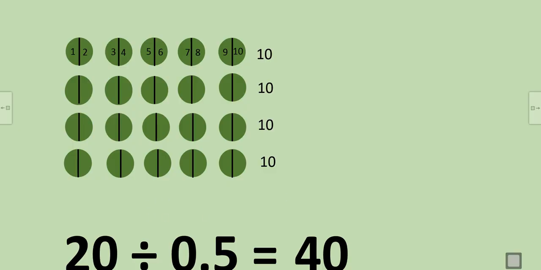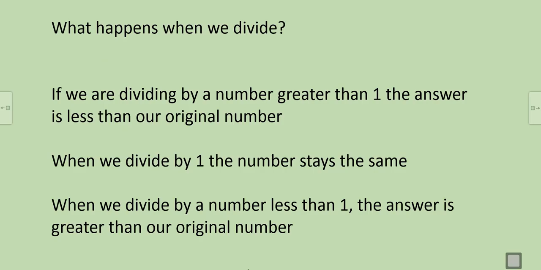Okay, so finally, in conclusion, what happens when we divide? Well, if we are dividing by a number greater than 1, the answer is less than our original number. When we divide by 1, the number stays the same. And when we divide by a number less than 1, the answer is greater than our original number. But don't take my word for it. You have a go and see what you can conclude. Okay, that's the end of this video.